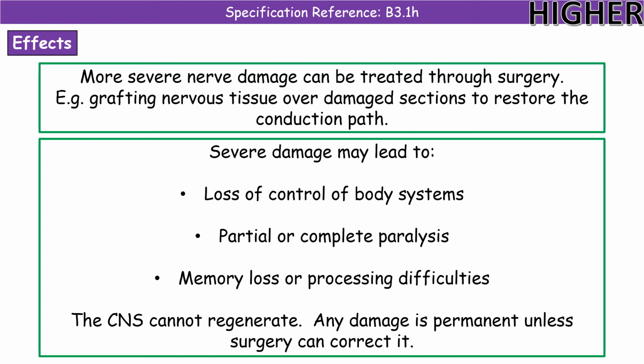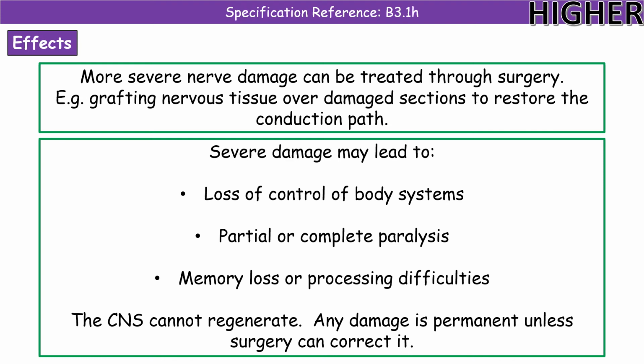If it's more significant, however, then you can see bigger problems, because we can't just self-generate a solution to this. We may be able to treat that through surgery, so that's basically where we're going to graft nervous tissue over the damaged sections. It might be that we just can't do anything, and therefore you've got loss of control of certain body systems. You might have some level of paralysis, either partial or complete, depending on where the damage has happened. You could suffer with memory loss or processing difficulties if we're talking about regions going to the brain, for example.